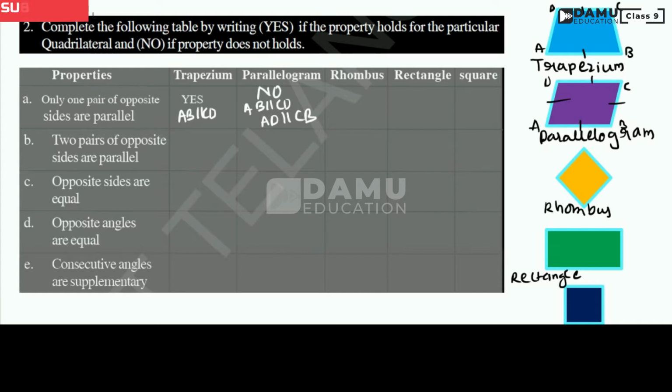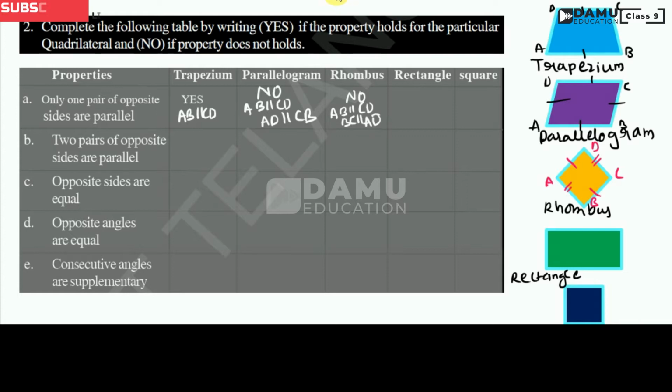So here also the same. Here this one is parallel and these two sides are parallel. Let's take this as AB, CD. So for this also no. Why? Because AB is parallel to CD and BC is parallel to AD. They are asking that only one pair of sides.